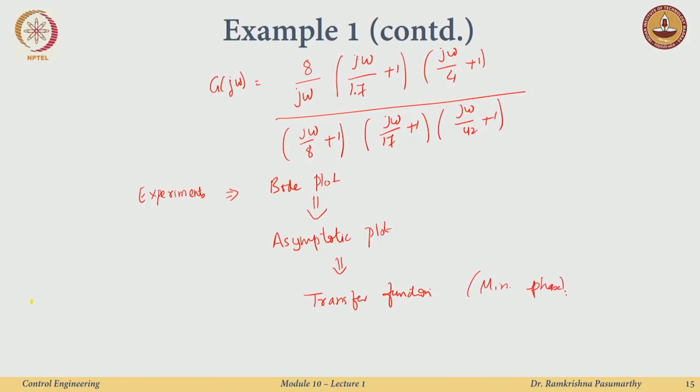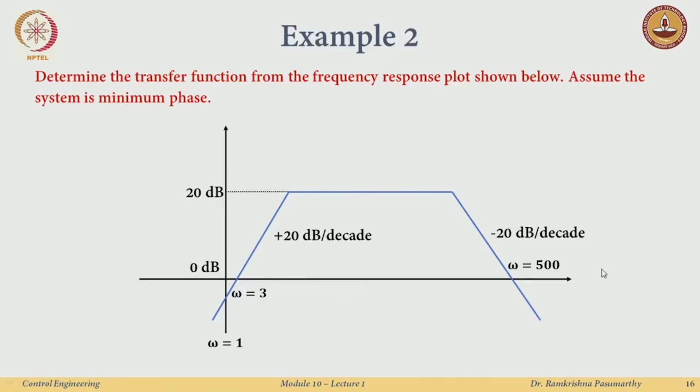Okay. So let's do another example where I am directly given the asymptotic Bode plot. So things are much easier for me here. Okay, so how do I go about doing this? First, I have this low frequency behavior, which is like 20 dB per decade, and therefore there is something like a zero at the origin.